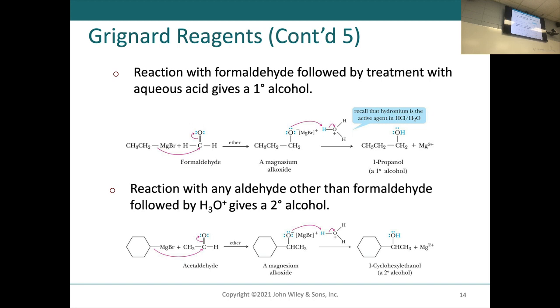Okay? Anytime I see a Grignard reagent, this is how I think about it when I'm working on paper. That's how I think about it. It is not that way. It doesn't really exist that way, but this is how it behaves. This is a carbon with a negative charge. It's a good nucleophile. That nucleophile attacks the carbon of the carbonyl and breaks that weak pi bond.